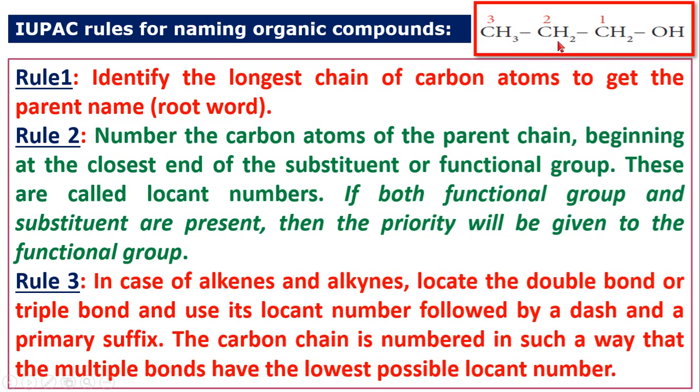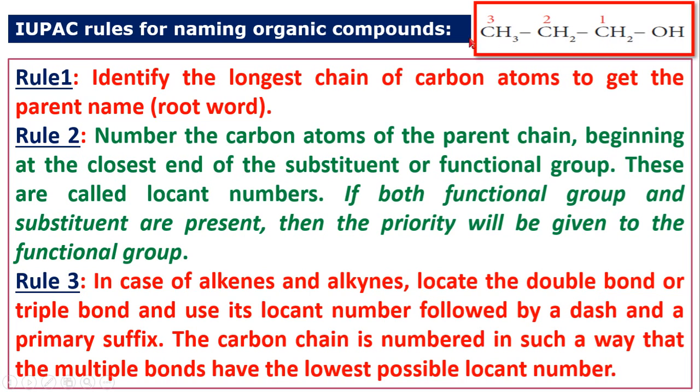OH. Here, the first rule: identify the longest chain of carbon atoms to get the parent name. Here, listen, which is the longest chain? This is the longest chain. Here how many carbon? 3 carbon. So here the root word is prop. The second rule: number the carbon atoms of the parent chain beginning at the closest end of the substituents or functional group. Here which is the functional group? Alcohol. So you have to number the carbon atoms from this right side.